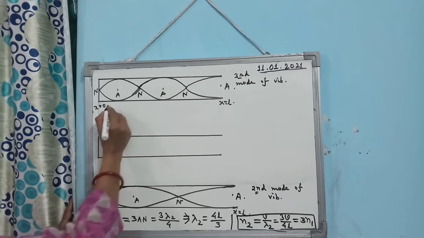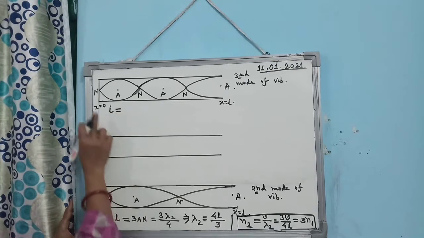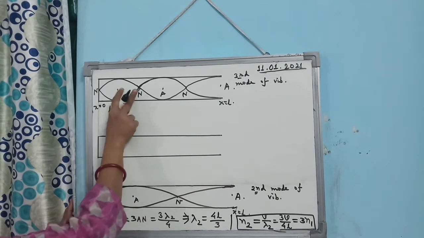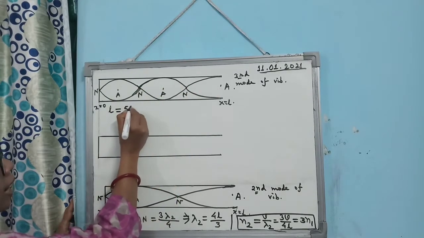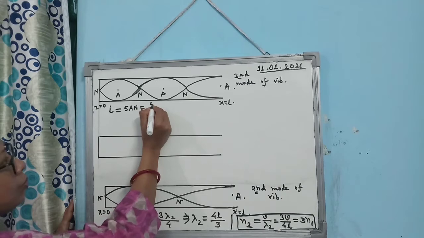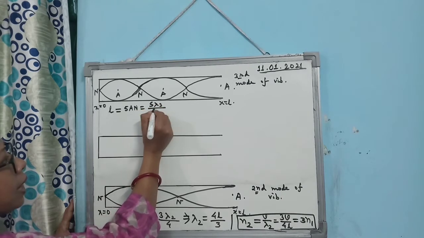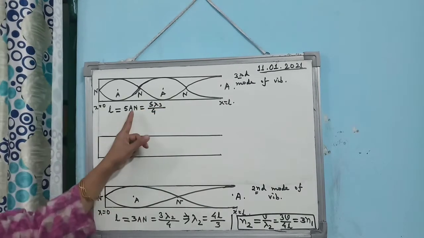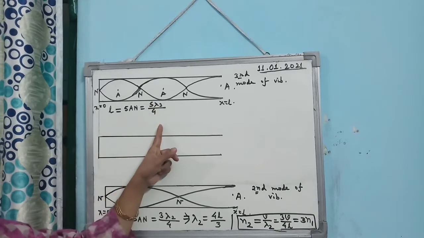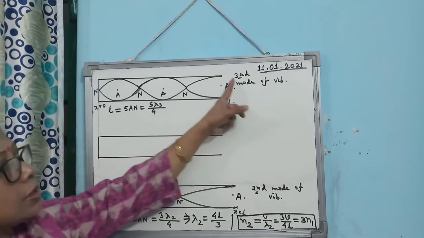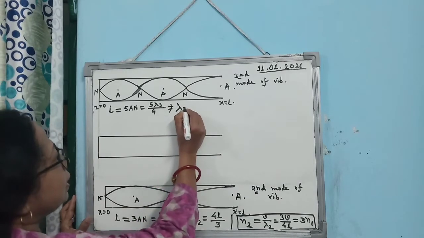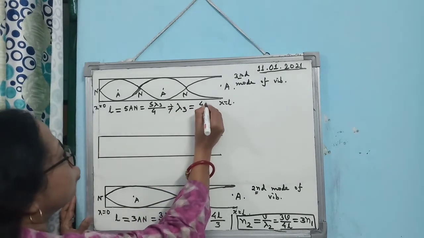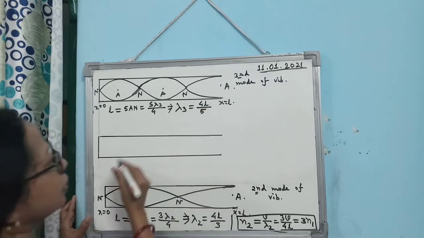Alright, so what can you write in this case? L is equal to how many pairs of AN? 1, 2, 3, 4, 5. So it will be 5AN. Means it will be 5 lambda 3 by 4, because 1 AN is lambda by 4. Why have I written lambda 3? Because it is the third mode of vibration. So what are you getting then? Lambda 3 is equal to 4L by 5.